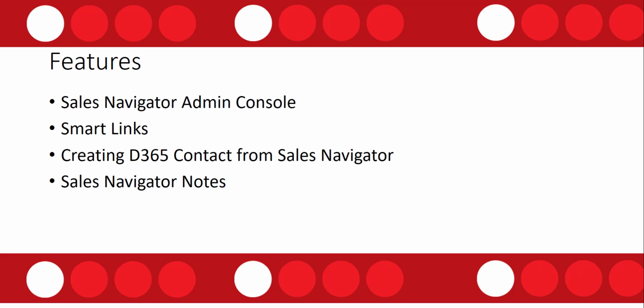Some of the features I'll be covering today are the Sales Navigator admin console. We are going to have some updates there that I'm going to discuss. I also want to talk about smart links, what that is, how that works. And then we're going to talk about a long-awaited feature where we're now going to be able to create a contact in Dynamics 365 from within Sales Navigator. And lastly, there are going to be some updates to Sales Navigator Notes, which I'm also going to cover in this video. All right, so let's get to it.